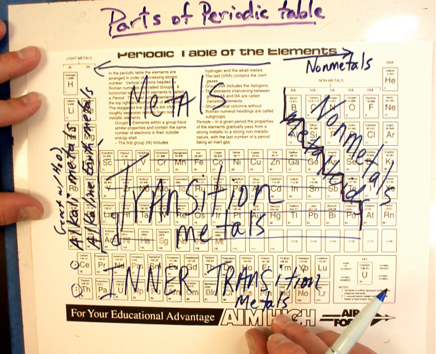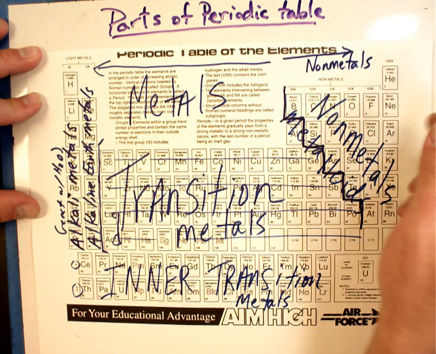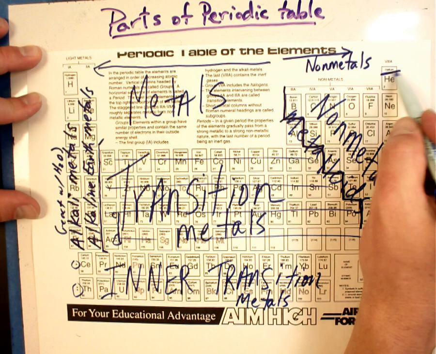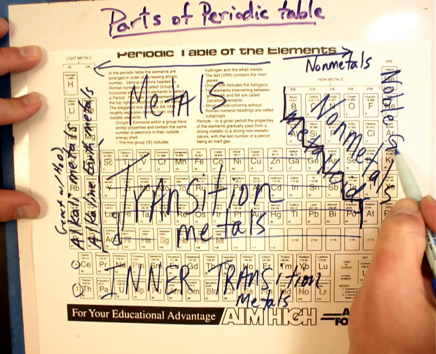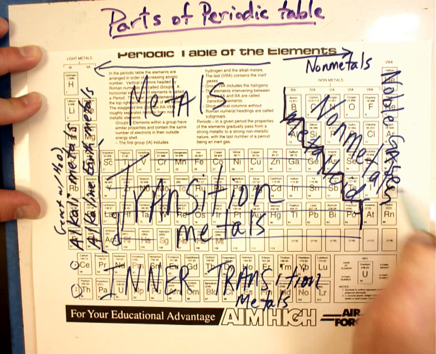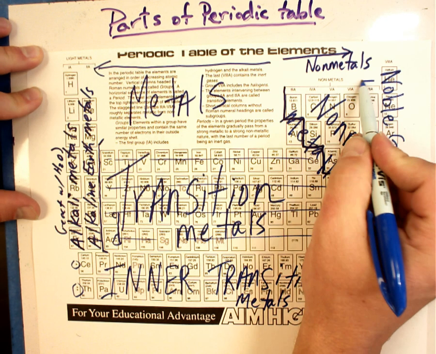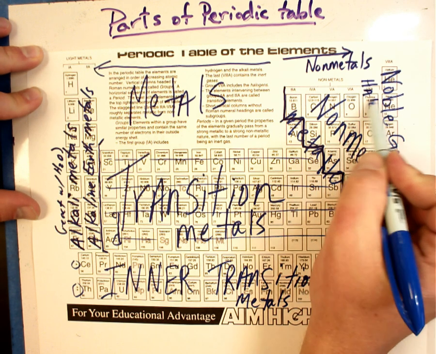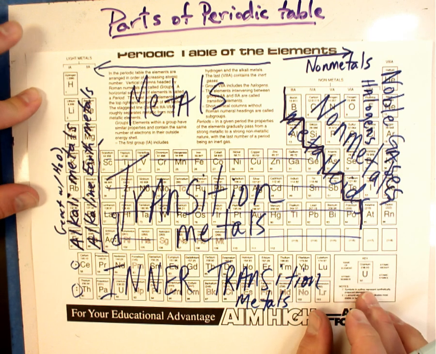Now they actually do a little bit better job of naming things. Instead of just calling everything nonmetals over here, if you're in the last column of the periodic table, those are called the noble gases. See if you can fit that in. Noble gases. That's an important word. You probably know that from middle school. And then the column right before it are called the halogens. H-A-L-O-G-E-N-S. They're very specific groups.